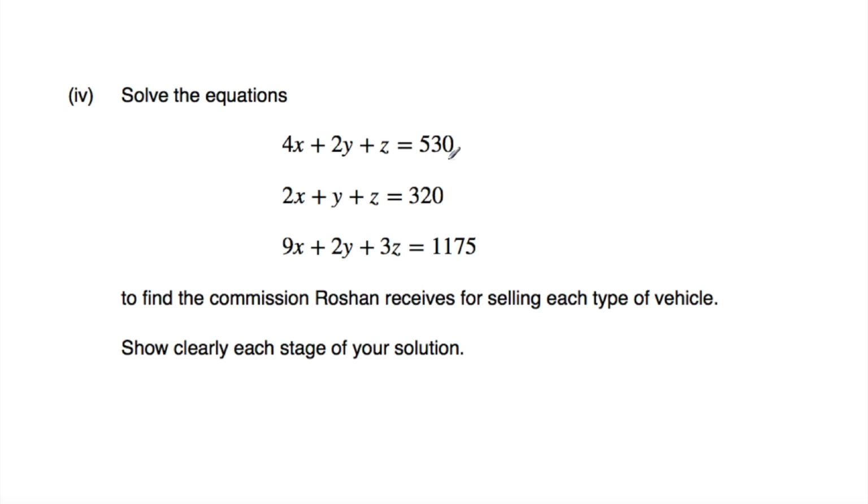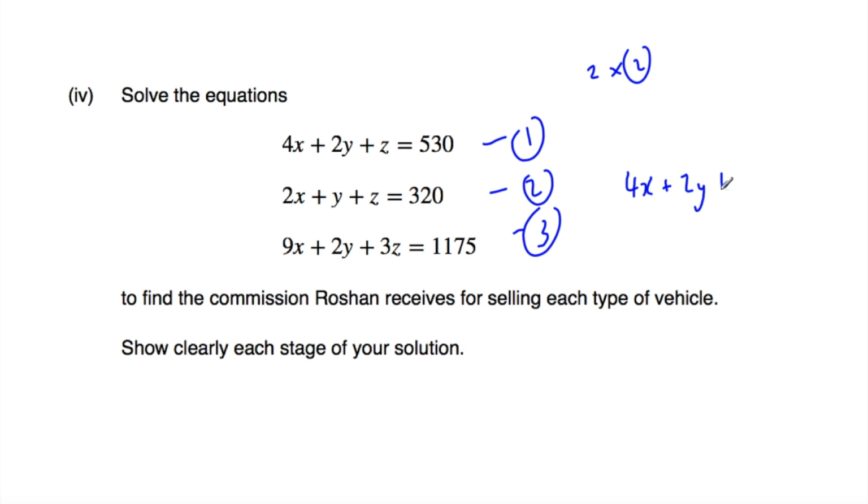So let's do that. So let's number our equations. I'm going to number them 1, 2 and 3. Okay, so we've numbered them 1, 2 and 3. Now we need to choose what variables we're going to eliminate. I'm actually going to eliminate the y's, because if we double equation 2, if we do 2 times equation 2, so I'm just going to write it here, 2 times equation 2, that's equal to, if we double it all, 4x plus 2y plus 2z is equal to 640, and that's equation number 4. So we've now got equation 1, equation 2 and equation 3, and I've doubled everything in equation 2 to give us equation 4.